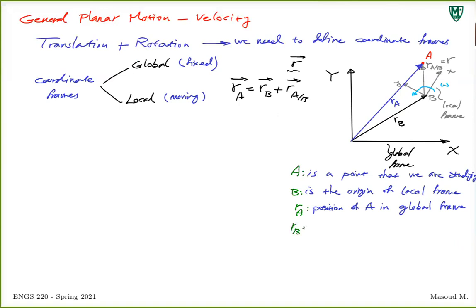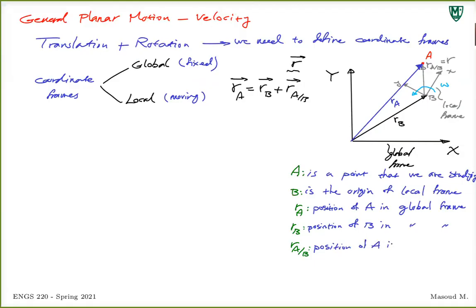RB is the position of local frame's origin in global frame. Position of B, which we represented with B in global frame. What else we have there? We have RA in B, which is the position of point A in local frame.